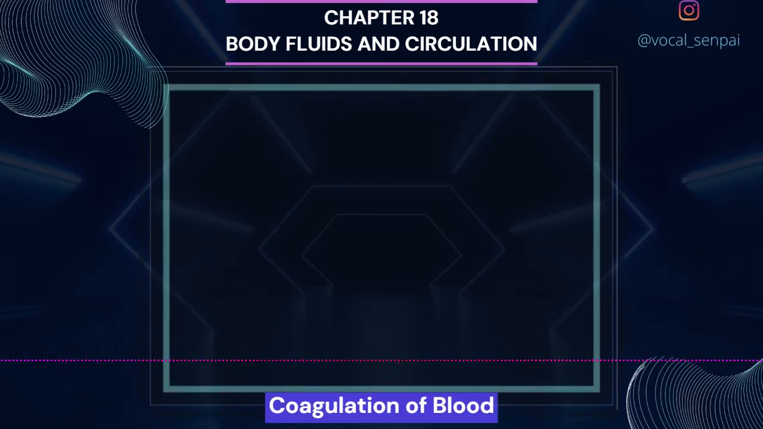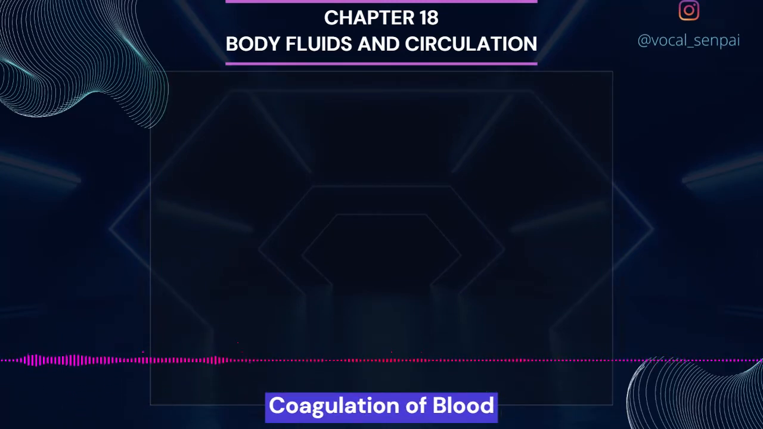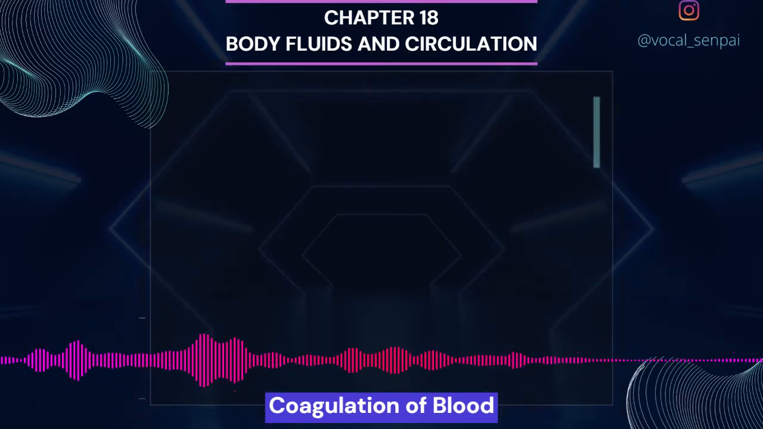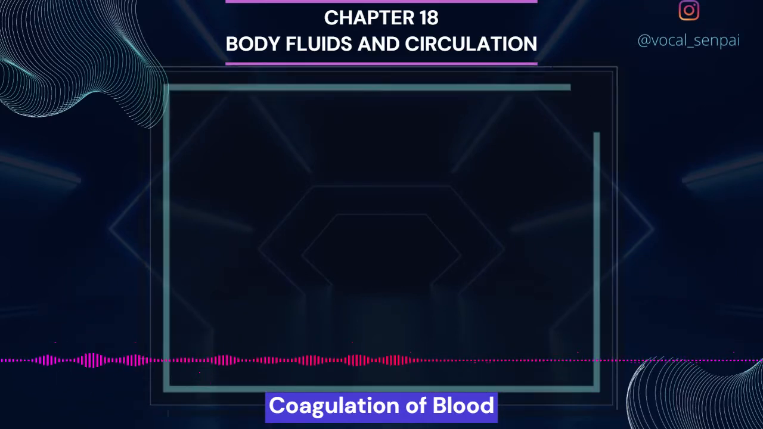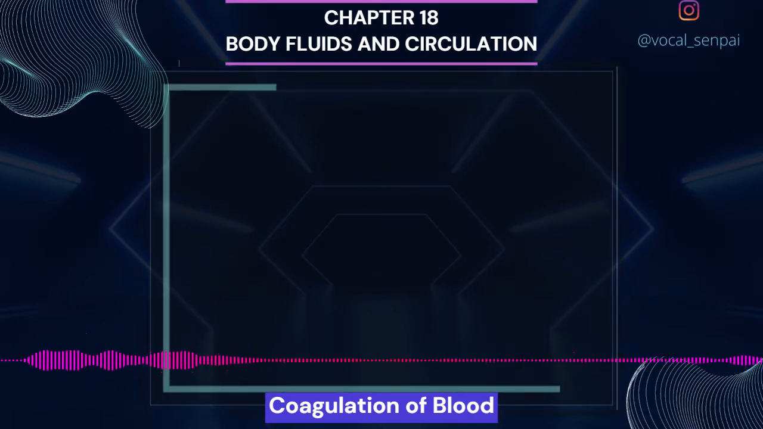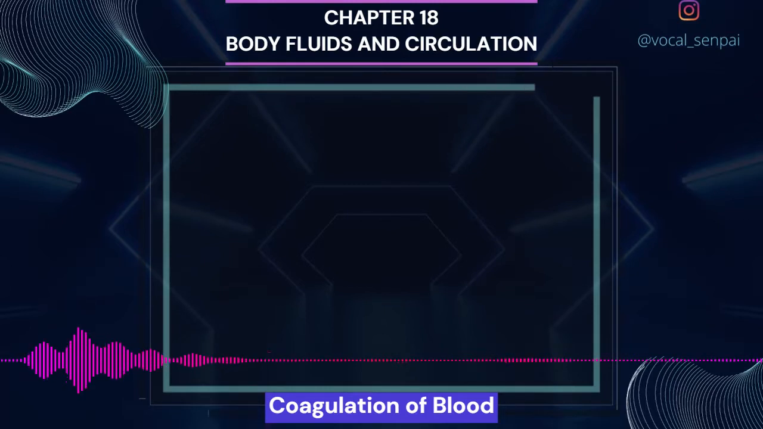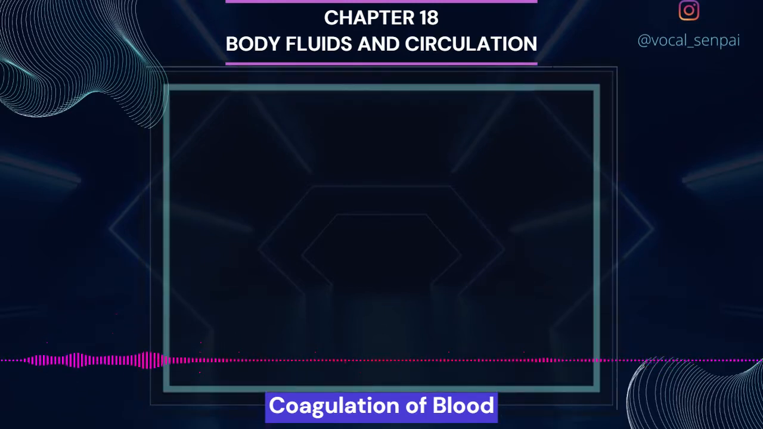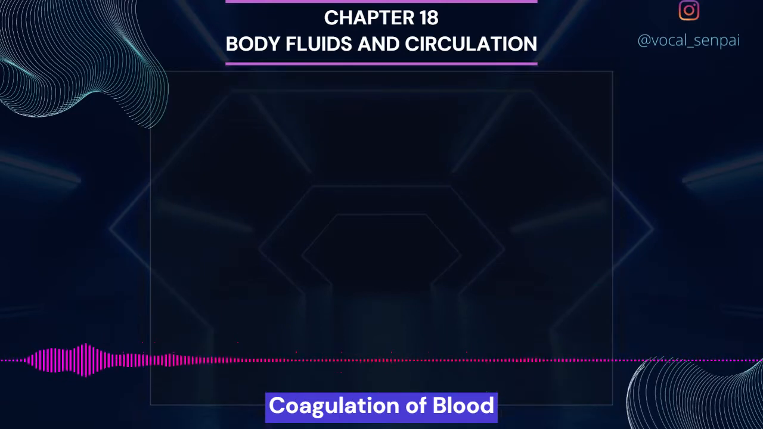Coagulation of blood. You know that when you cut your finger or hurt yourself, your wound does not continue to bleed for a long time. Usually the blood stops flowing after some time. Do you know why? Blood exhibits coagulation or clotting in response to an injury or trauma. This is a mechanism to prevent excessive loss of blood from the body.